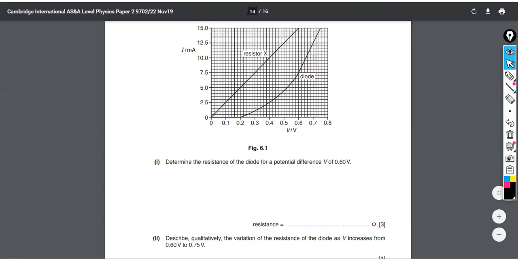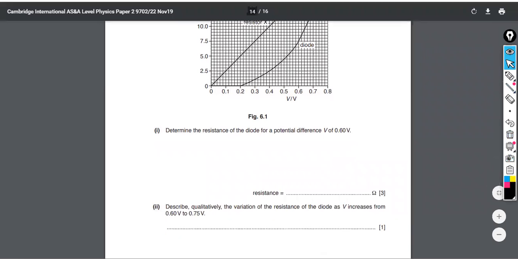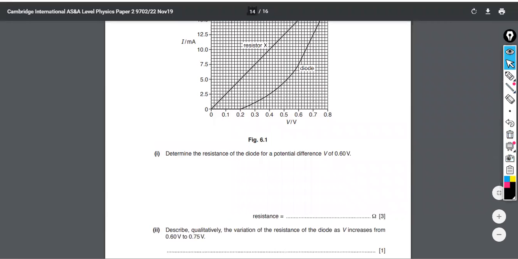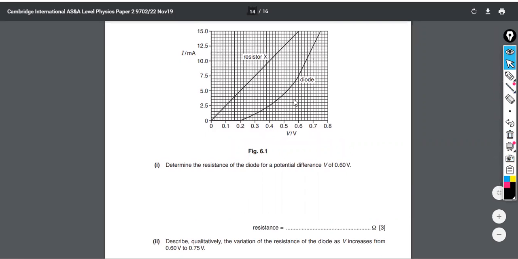The question goes on to state, describe qualitatively the variation of the resistance of the diode as V increases from 0.6 to 0.75. All right, and so as the voltage increases from 0.6 here to 0.75 up here, what's happening to the resistance of this diode?